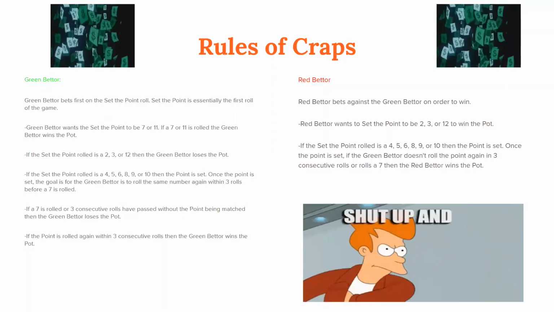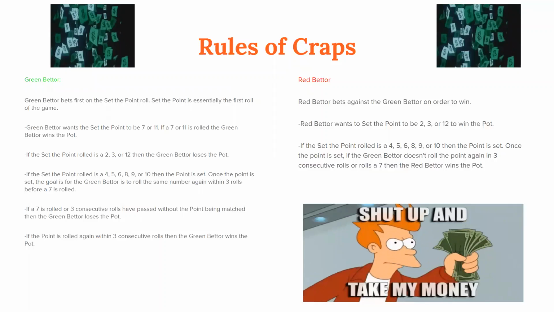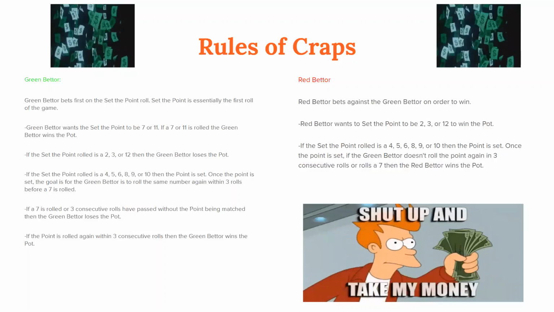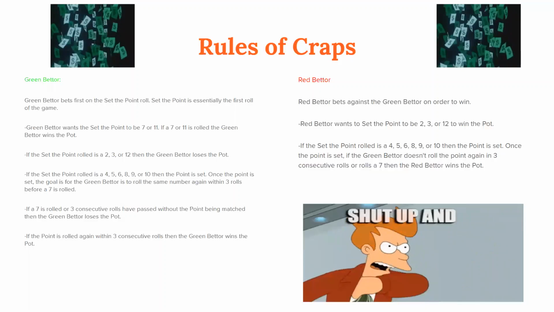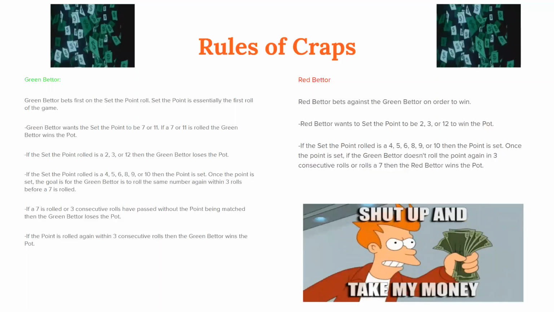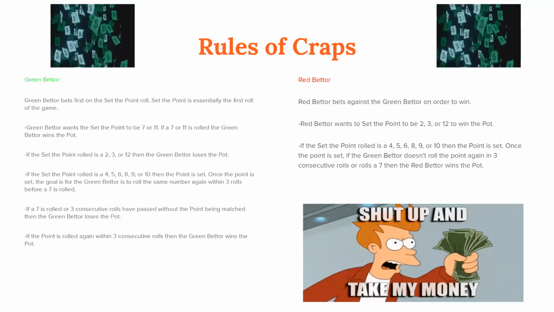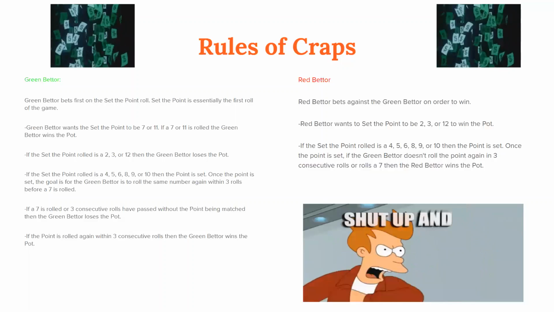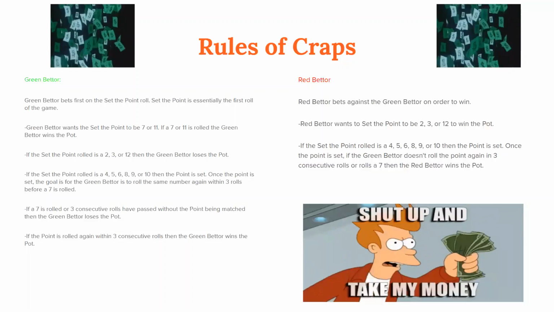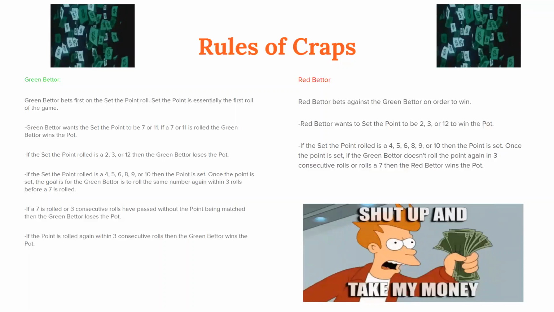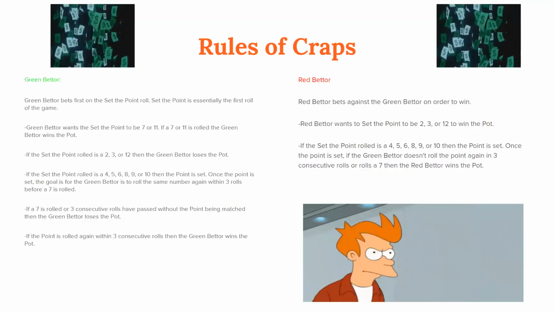The rules: the green better bets first on the set point roll, and then they will set the point, essentially the first roll of the game. The green better will also want to set the point to be 7 or 11. If a 7 or 11 is rolled, the green better wins the pot. If the point rolled is a 2, 3, or 12, the green better loses the pot.